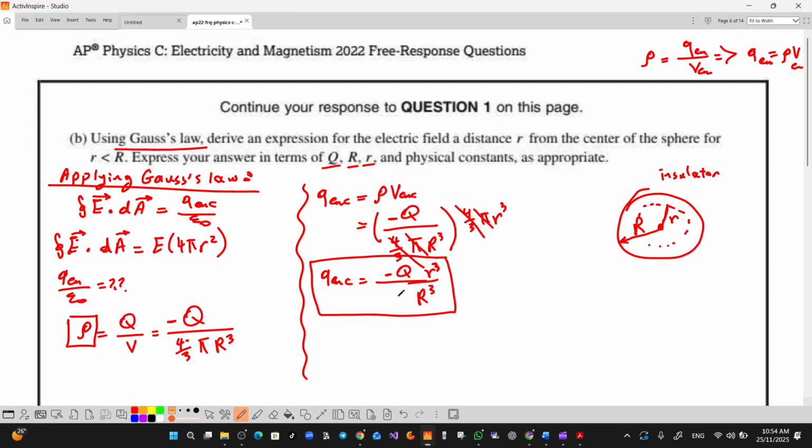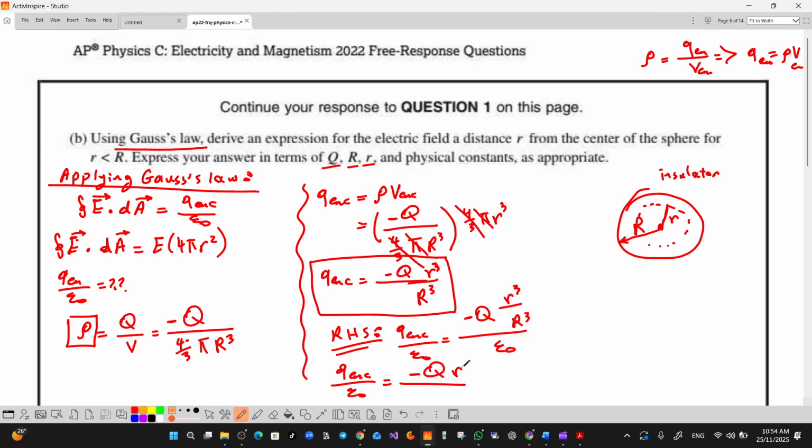Now let's collect this information together. In Gauss's law, the right-hand side of the equation represents Q enclosed over epsilon zero. We know that Q enclosed is given by minus Q r cubed over R cubed, which means Q enclosed over epsilon zero can be replaced by minus Q r cubed over epsilon zero R cubed.